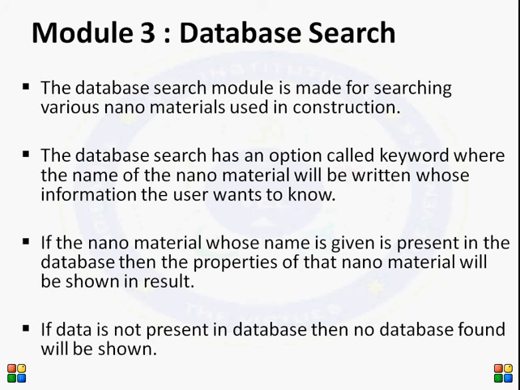Module 3, database search. The database search module is made for searching various nanomaterials used in construction. The database search has an option called keyword, where the name of the nanomaterial whose information the user wants to know will be written. If the nanomaterial whose name is given is present in the database, then the properties of that nanomaterial will be shown in the result. If data is not present in database, then no database form will be shown.